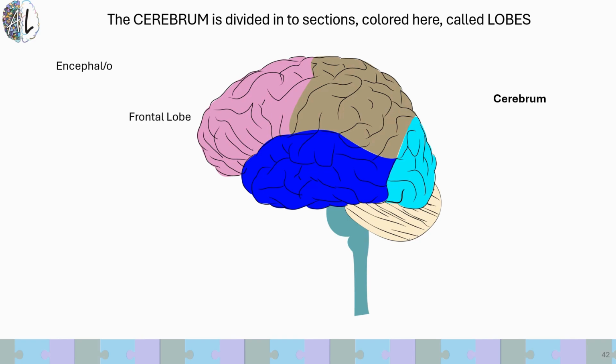All right, the cerebrum itself is divided into sections, and that's why there are different colors here. These different sections are referred to as lobes of the brain. The portion in pink here is referred to as the frontal lobe. It's called that because it's the portion right underneath your forehead, towards the front, so it should be relatively easy to remember that the frontal lobe just refers to being towards the front.